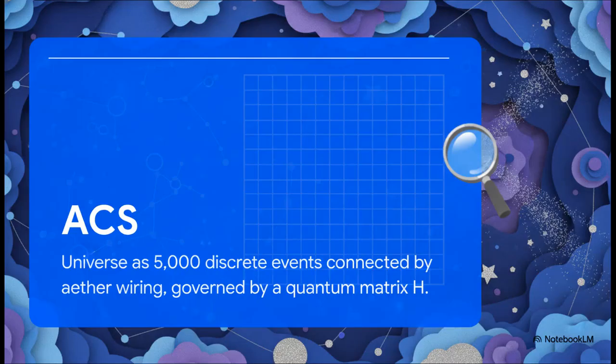And that brings us right to the ACS, the Aetheric Causal Set. Think of this as a model of the universe built from exactly 5,000 discrete events. And they aren't just randomly floating around, they are hardwired together by that hidden aether we just talked about. Mathematically, this wiring is governed by a massive 5,000 by 5,000 quantum matrix. We call it the Hamiltonian, or just matrix H for short. Basically, every row in this matrix dictates how strongly one event talks to another.